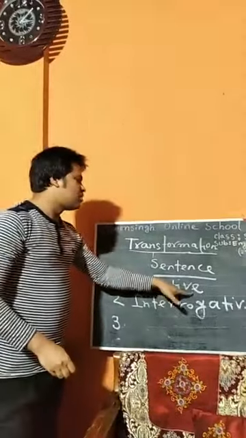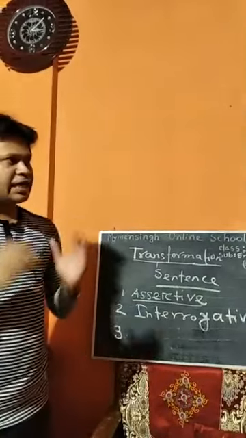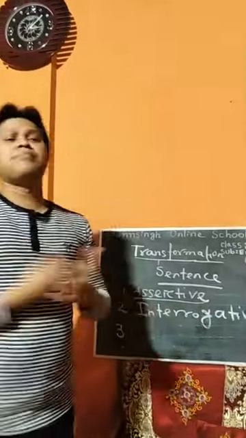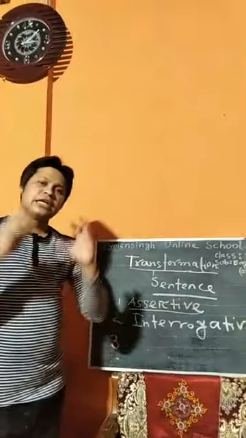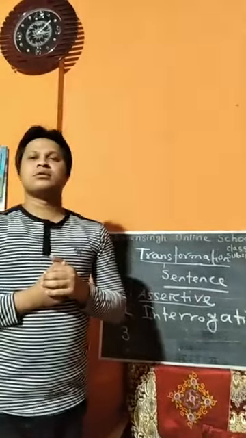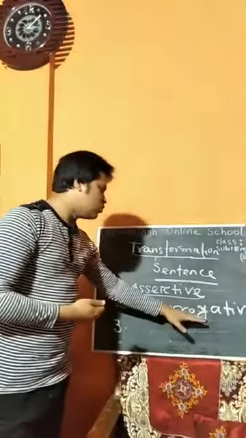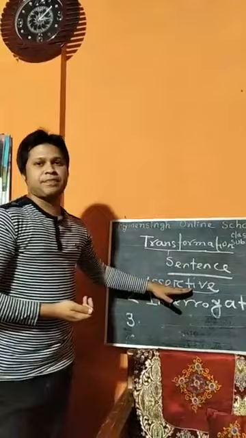At first, I'll talk about assertive. What is assertive sentence? Assertive sentence is that sentence which asserts something or someone. What is interrogative sentence? Interrogative sentence is that sentence by which we ask something or someone. To ask anything, we use this type of sentence. When we describe something or someone, then we use assertive sentence.